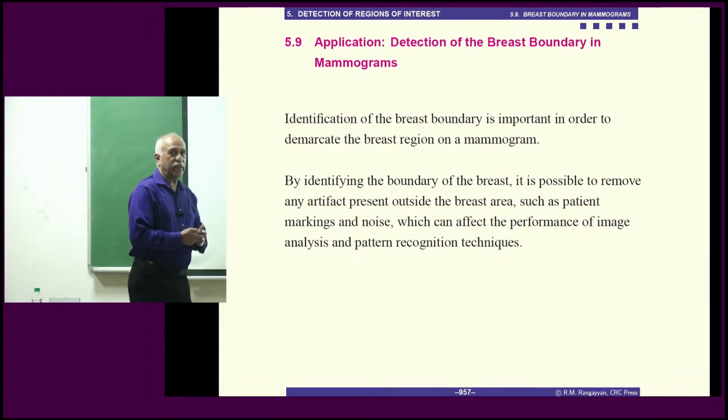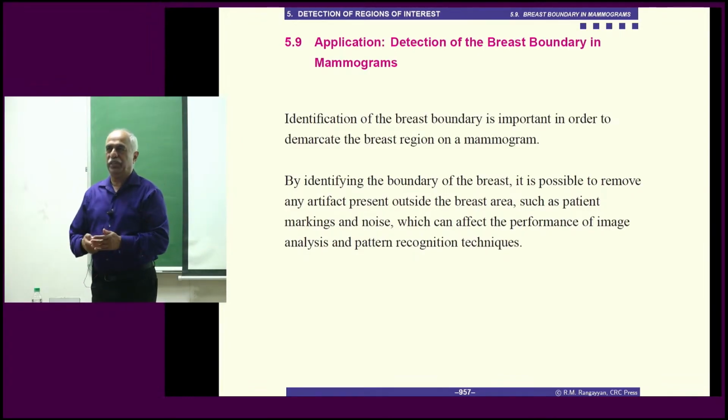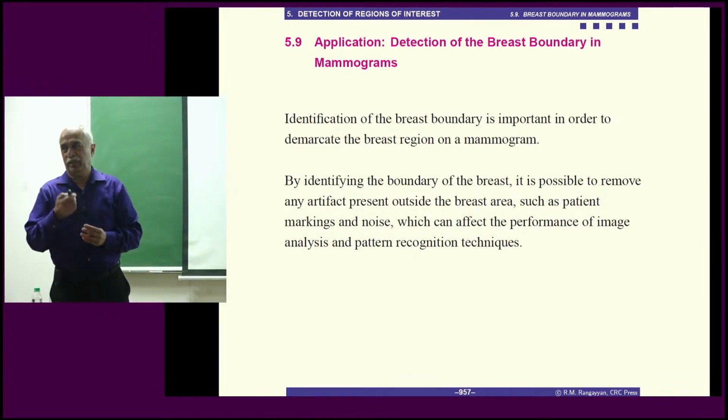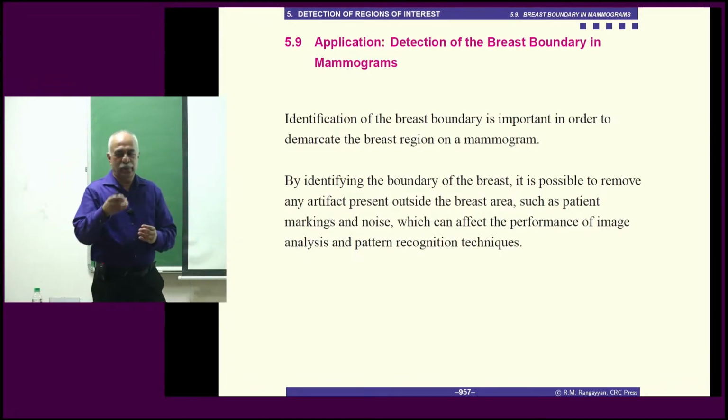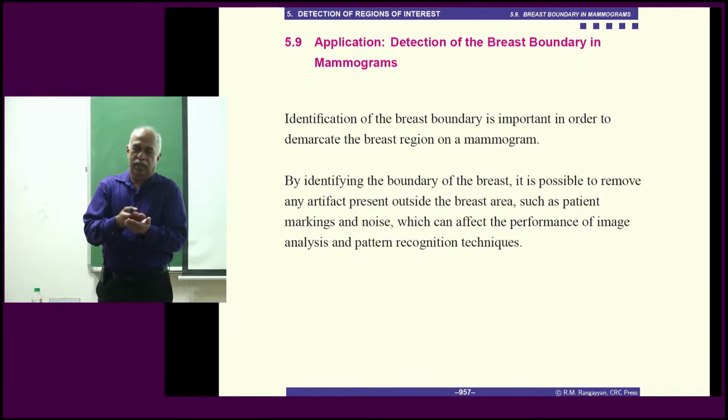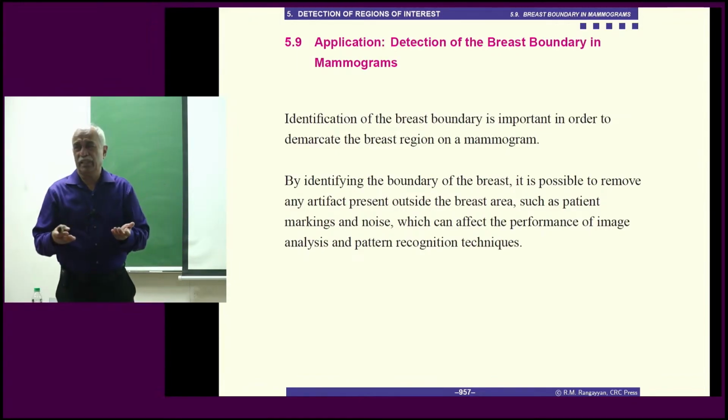Detection of the breast boundary in mammograms has been a big research topic. Not anymore, but in the 80s, 90s, 2000, it was a big topic. In a mammogram, you have the X-ray projection image of the breast, but also there are some markers placed outside to indicate left, right, and some other labels.